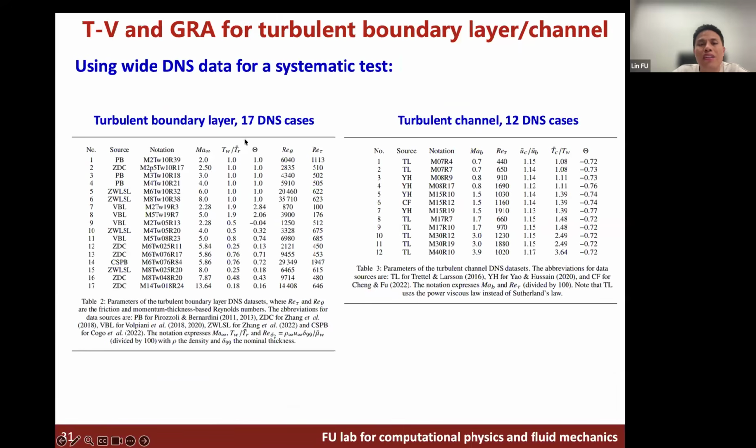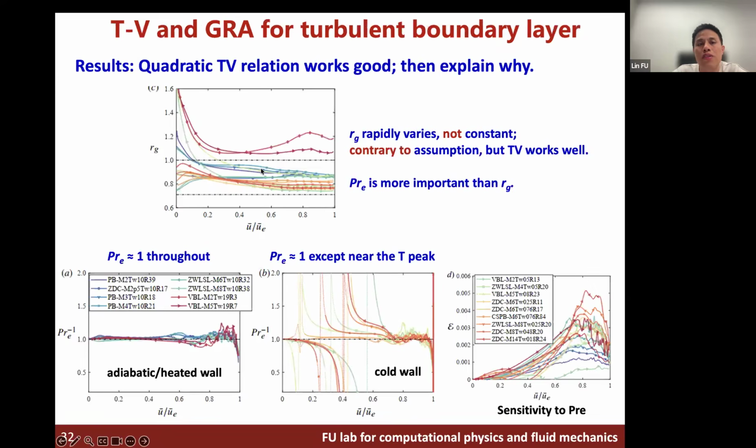For turbulent boundary layer and channel, we select 7 DNS data sets for turbulent boundary layer and 12 for turbulent channel to verify the solution and the relationship. And we figure out that, as we already indicated, for turbulent boundary layer the TV relationship works perfectly. But if you really examine the assumption, Rg is not constant, by the way. But Pr_e for the adiabatic and heated wall is almost unity, is 1. But for the cold wall, you can see there is a strong deviation. Indeed, there is a singularity problem in the Pr_e definition. There is a 0 by 0 issue in the near-wall regime, so we get this strong deviation from unity.